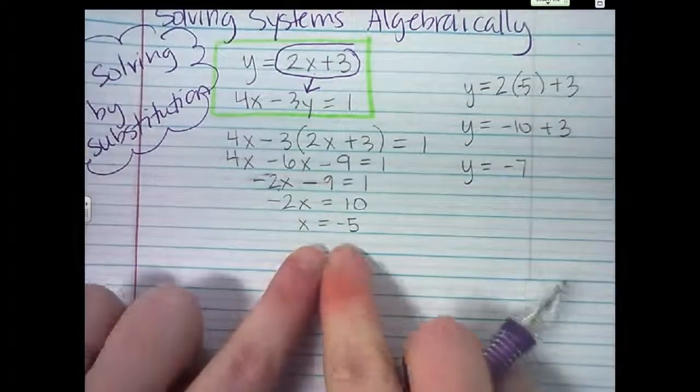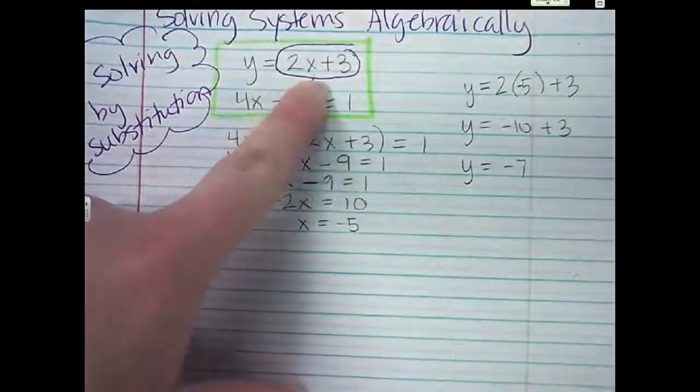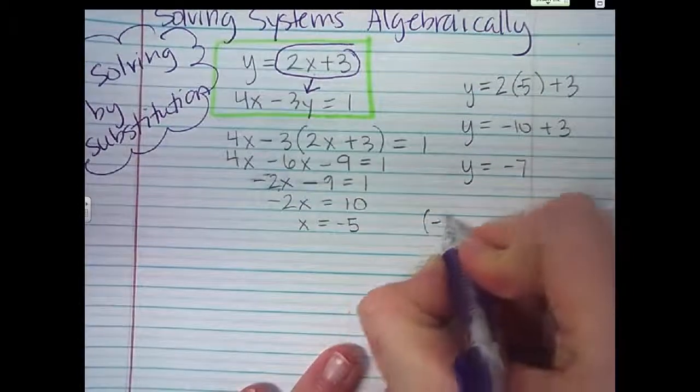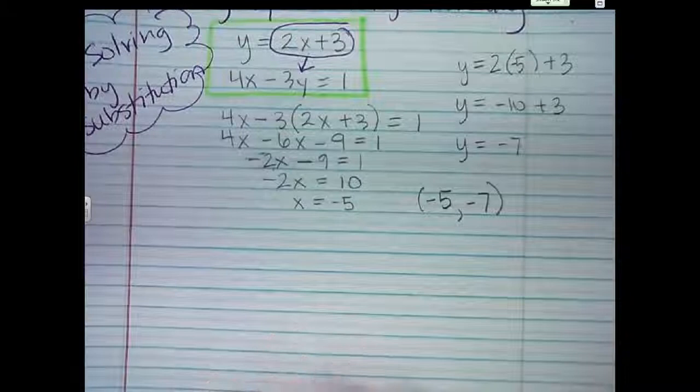So I got negative 5 for x. And I went back up to here. You can put it into either one, but this one's already y equals by itself, so I went to that one. So my answer, we write that as a coordinate point, negative 5, negative 7.